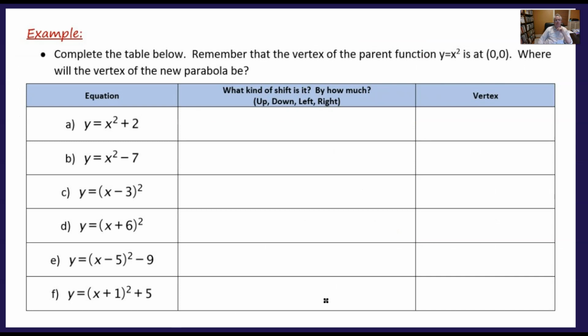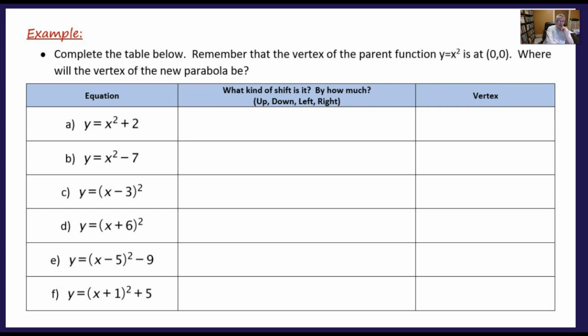Now for this example, we want to complete the table below. So we want to identify what kind of shift these were. These are all shifts. There's no stretches or shrinks in these. And then we want to identify where the vertex of the parabola is. The vertex is the turning point. It's originally at 0, 0, and we want to see where it's been shifted to.